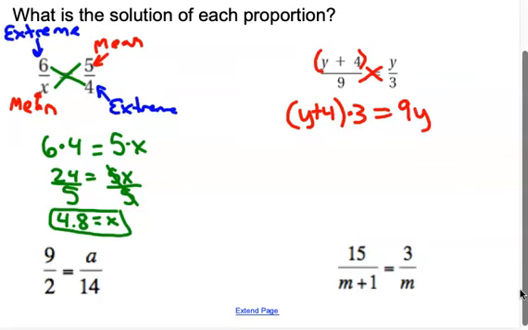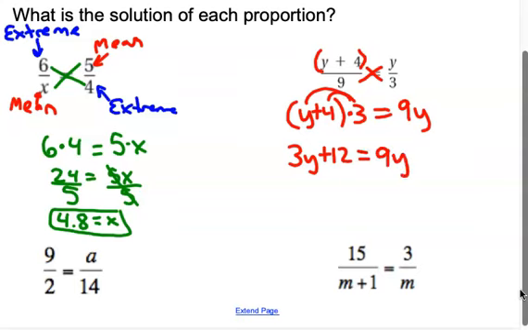Okay, this 3 has to be distributed into either piece here. So I have 3 times y gives me 3y. I have 3 times positive 4 gives me positive 12. That's going to be equal to 9y.